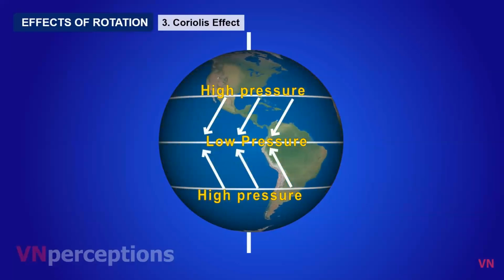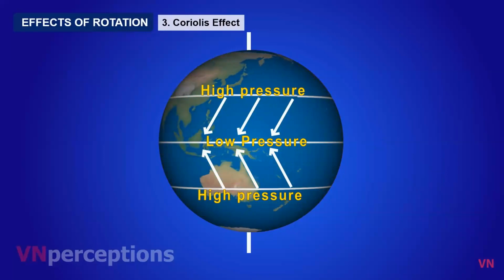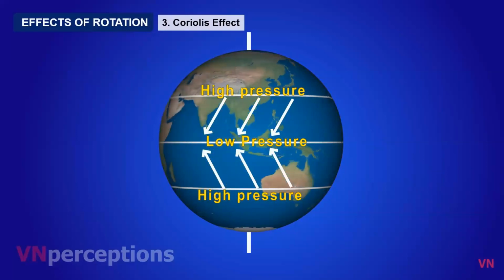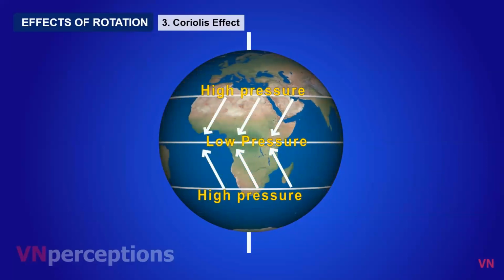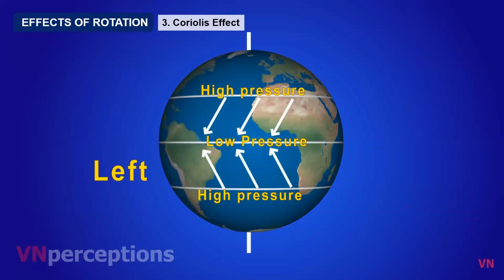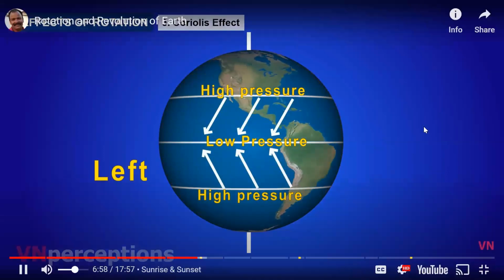Now, when the wind is moving on the surface of the earth, the wind bends. The wind bends because the earth is rotating at a great speed. In the southern hemisphere, the wind will bend towards the left. And in the northern hemisphere, the wind bends towards the right.